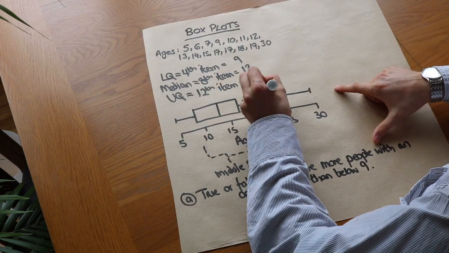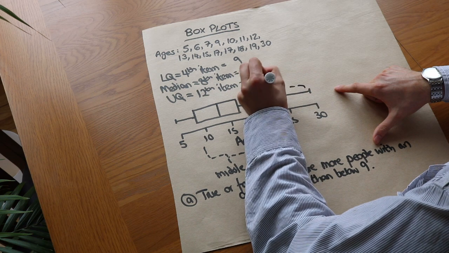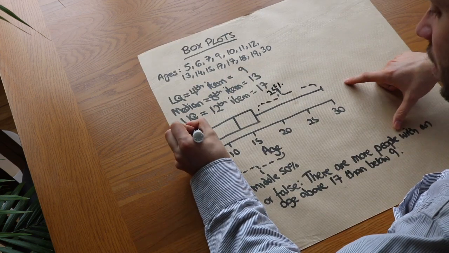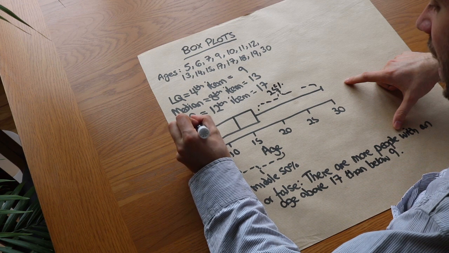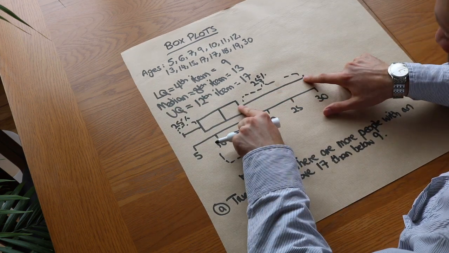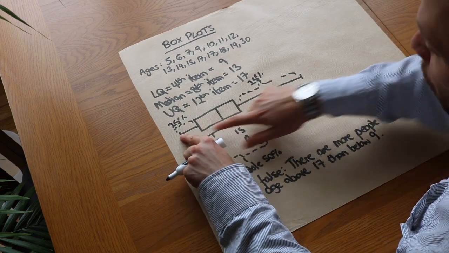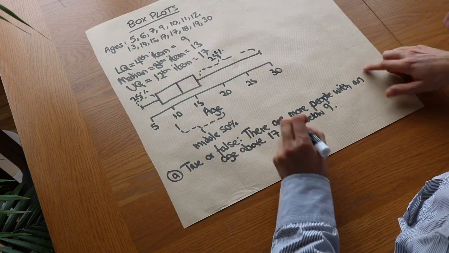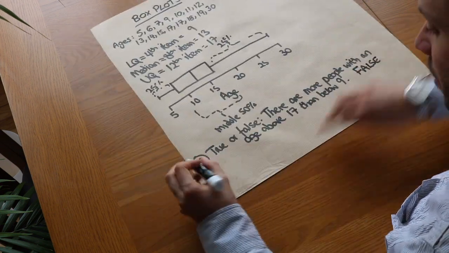This represents 25% of the data, and this represents 25% of the data. So it represents the same number of people. It's just that the ages of the top 25% of people are more spread out than the bottom 25% of people. So that would be false. And let's say we want to complete this question.